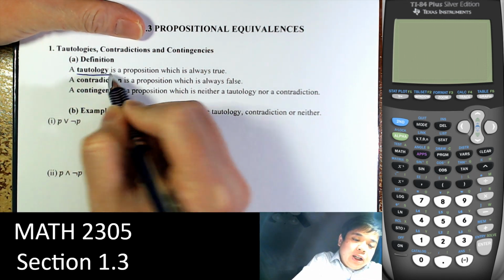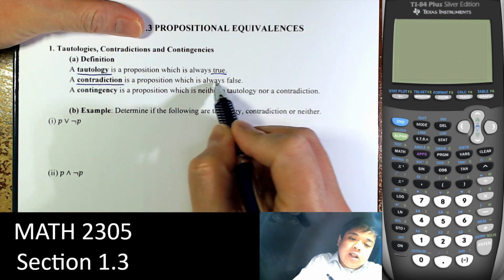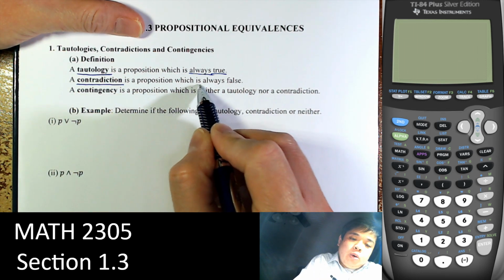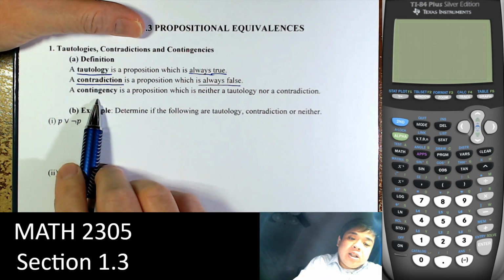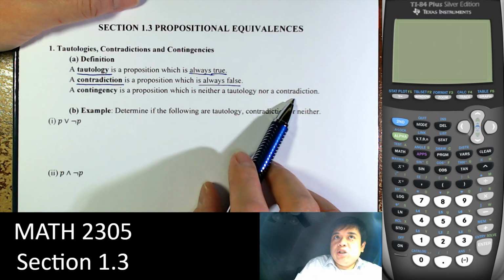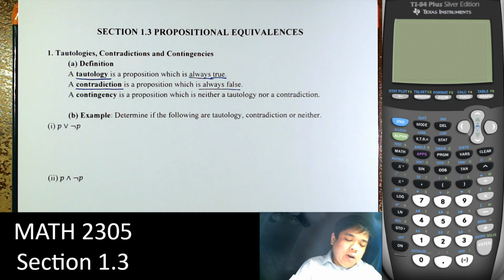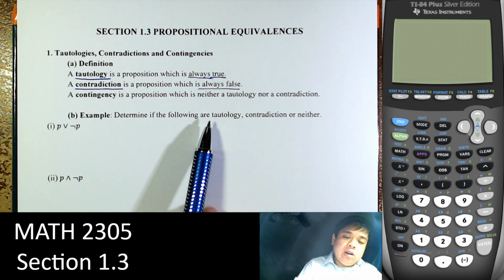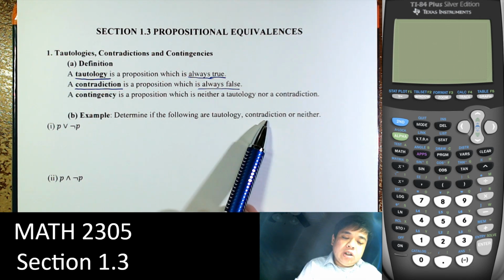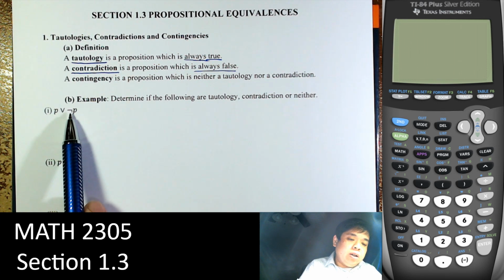Tautology: it is always true. Contradiction: always false. And contingency is neither tautology nor contradiction, so it could be true, could be false. Now determine if the following are tautology, contradiction, or neither. P or not P.